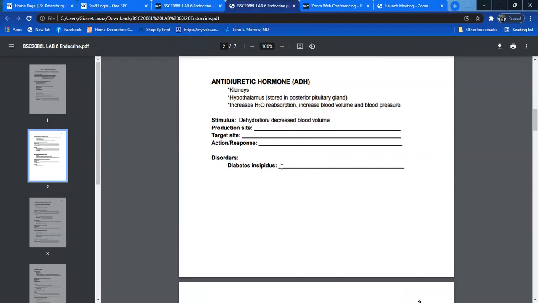Disorders: diabetes insipidus, not to be confused with diabetes mellitus. That is an undersecretion or insufficient secretion of antidiuretic hormone. Thus, it produces very dilute urine in the individual.